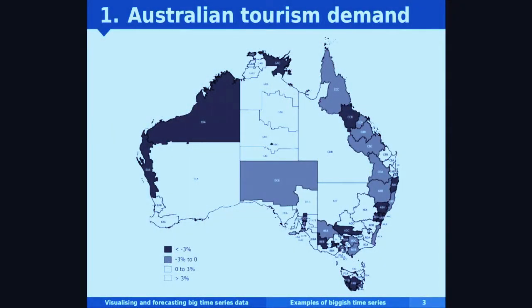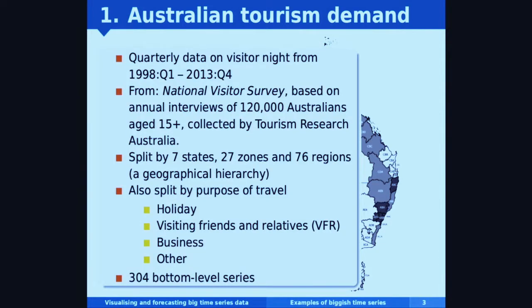The first one is to do with Australian tourism demand, and I'll use this as an example throughout the talk. The Australian tourism demand is of interest in tourism planning, and it's collected quarterly. With time series, you can never get very big data over time because there isn't that much time to collect data over if you're doing it quarterly or monthly or even daily. So the bigness comes usually in the number of time series. In this case, there's only a few hundred.